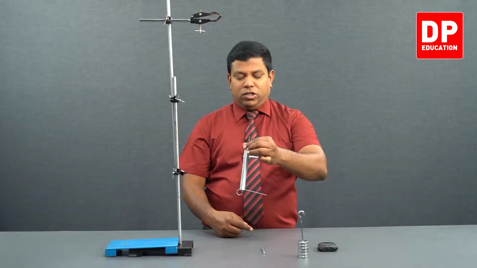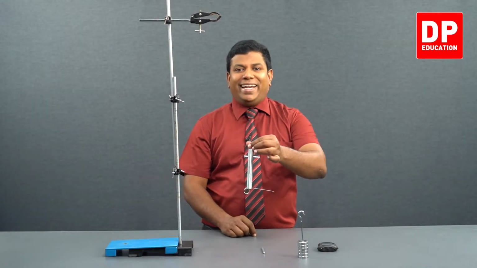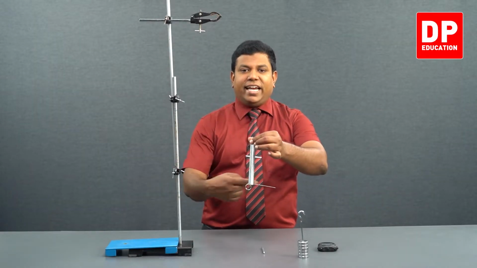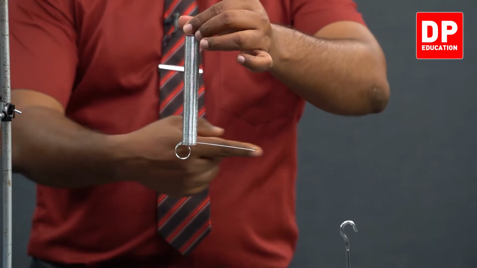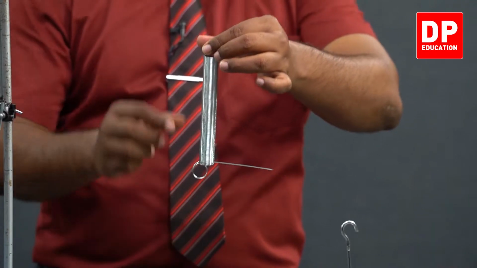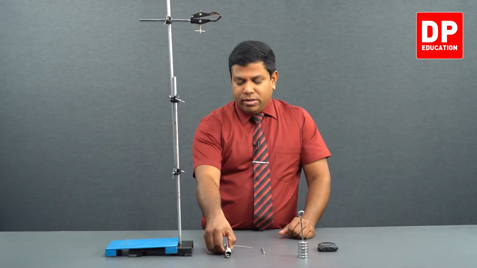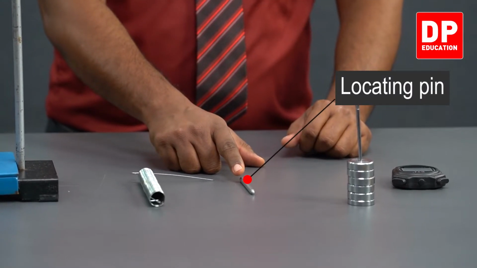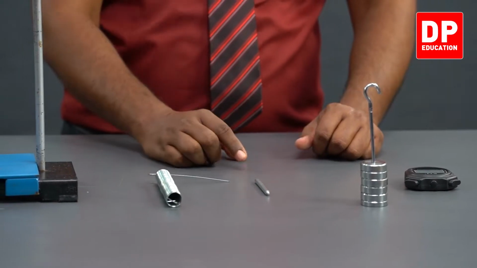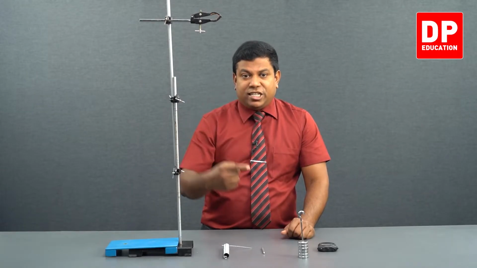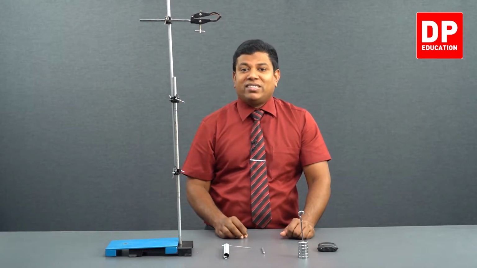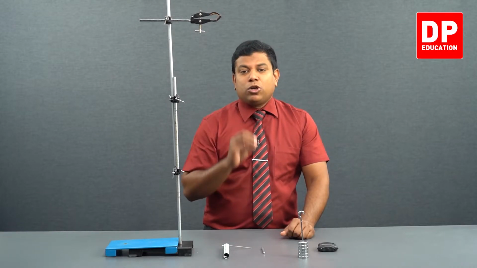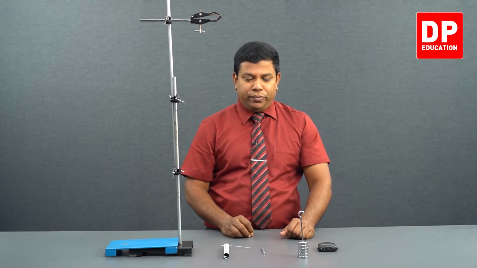An indicator. Suppose you are using a spring without an indicator, then you will have to fix an indicator like this at the bottom of the spring. And we are using a locating pin. Why we are using a locating pin is to count the oscillations. I will show you when I fix the arrangement how this locating pin is going to be useful.